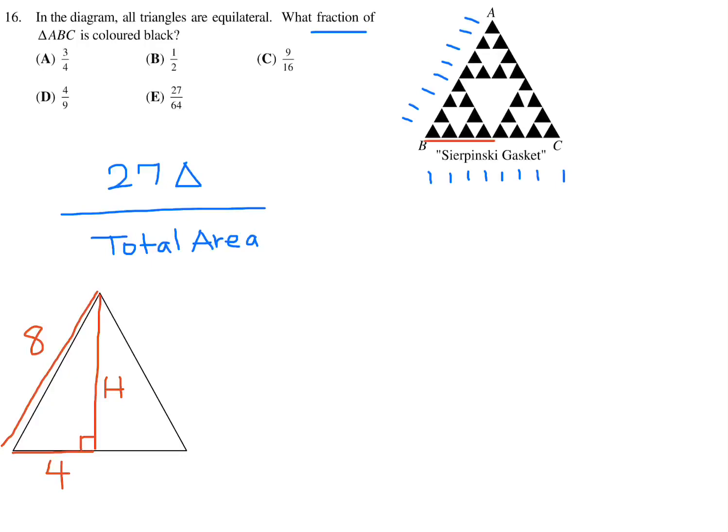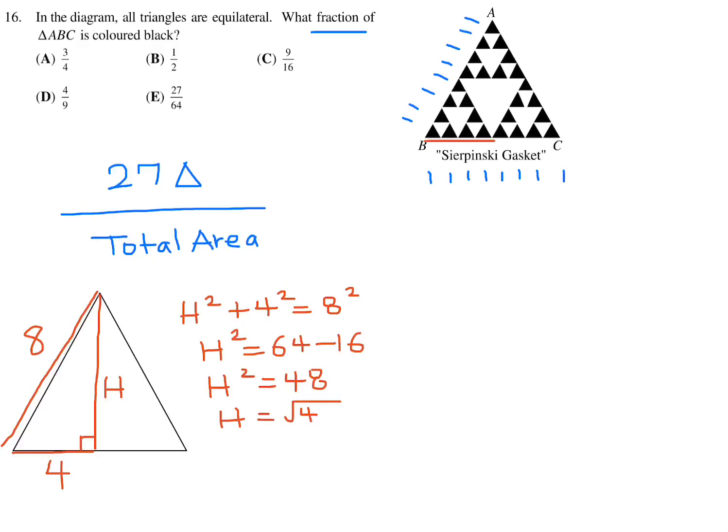So using Pythagorean theorem, we know that h squared plus 4 squared is equal to 8 squared. So h squared is equal to 64 minus 16. H squared is equal to 48. And therefore h is equal to the root of 48.